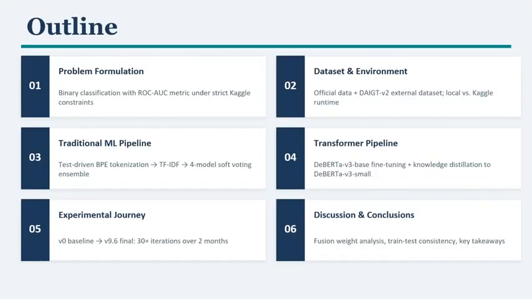Here is a quick roadmap of the talk. We will cover 6 areas: the problem setup, our data and 2 main algorithmic pipelines, traditional ML and transformer-based, our iterative experimental journey, and finally a discussion and conclusions. The whole presentation is organized to tell the story from a simple baseline to our best final system.